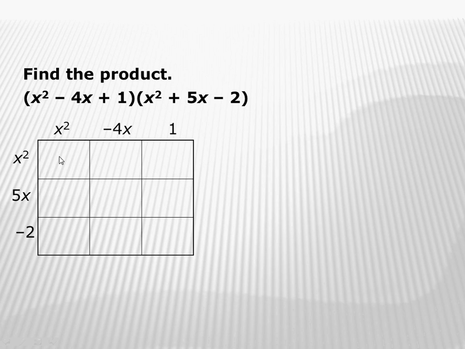Alright, hopefully you were able to fill out your box, combine all your like terms, and your final answer then would be x to the fourth plus x to the third minus 21x squared plus 13x minus 2. If you didn't get the right answer, I want you to go back, see if you can find your mistake now that you know what the answer should look like. So now for your homework, I want you to go ahead and work through the problems that are on the screen to the right.